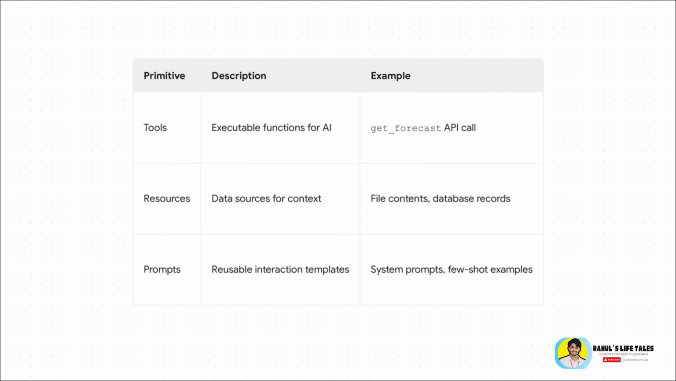And the way they talk to each other is by using these three simple building blocks, or what MCP calls primitives. First, you have tools. These are just actions the AI can take, like calling an API to get the weather. Then you've got resources, which is the data it can look at, the actual contents of a file. And finally, prompts, which are basically just reusable templates that help steer the AI in the right direction.